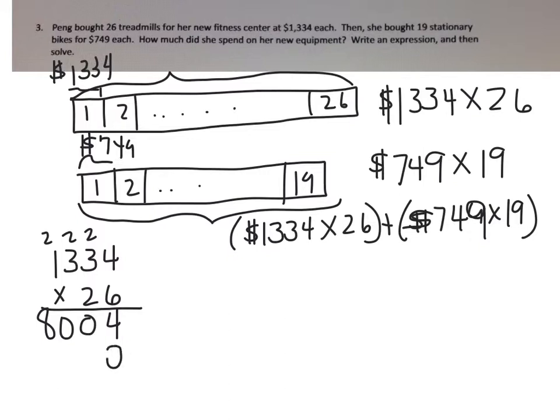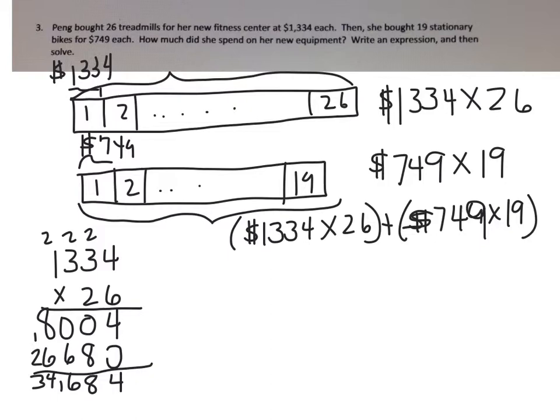Put my placeholder in because I'm multiplying in my tens place. 2 times 4 is 8. 2 times 3 is 6. 2 times 3 is 6. 2 times 1 is 2. And I add those to get 34,684. But I'm not done with my problem.